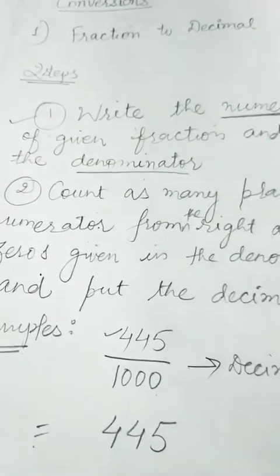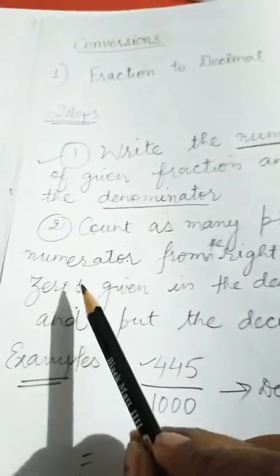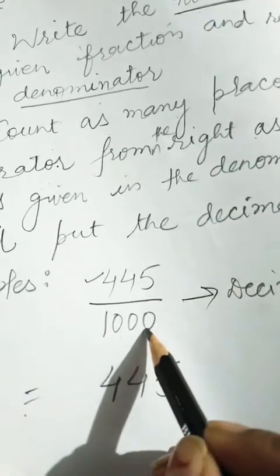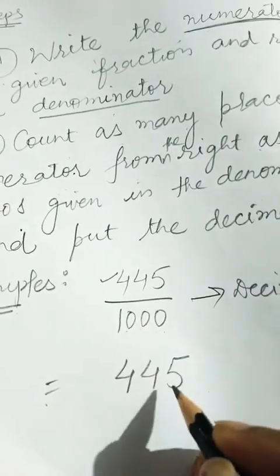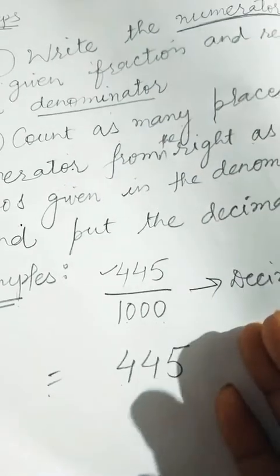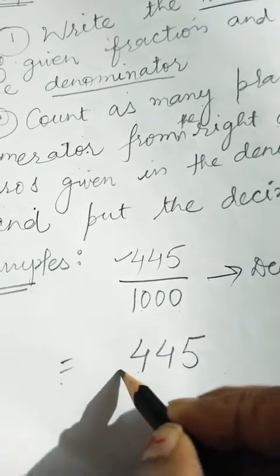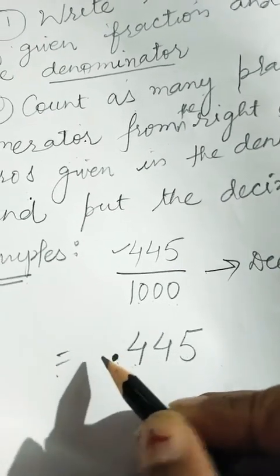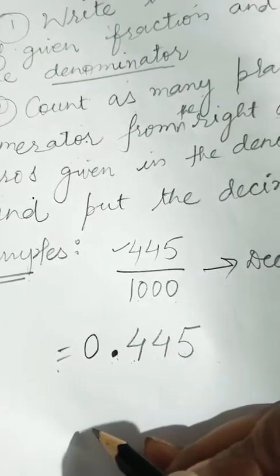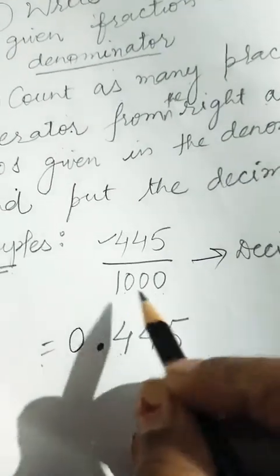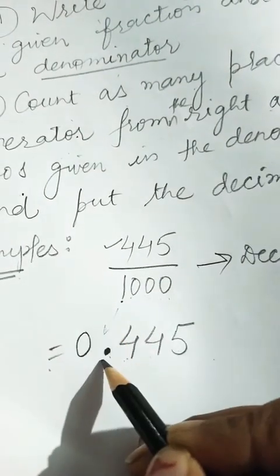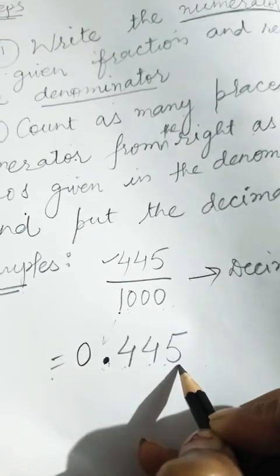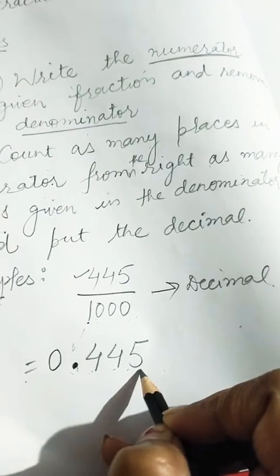Now how to put the decimal? Count as many places in the numerator from the right as many zeros given in the denominator. You can see there are 3 zeros in the denominator. We will count 3 places from the right hand side: 1, 2, 3, and here will be the decimal. Decimal alone is not looking good, so here we will put one good looking 0. After 1, 3 zeros are there, so after decimal 3 digits will be there. Like this we will convert the fractions into decimals.